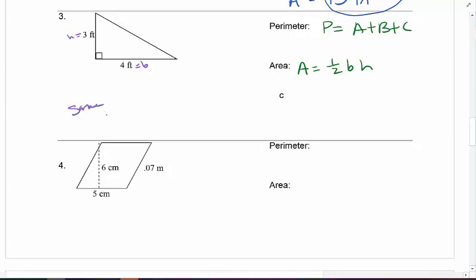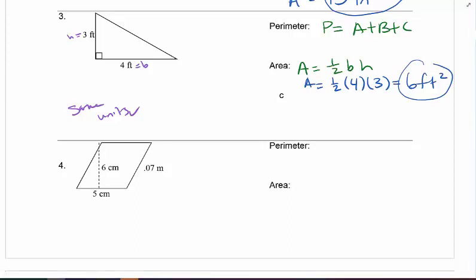Same units, so I'm good with that. So I could go ahead right now and do my area. My area is 1/2 times 4 times 3. That's going to give me 2 times 3, which is 6 feet squared. But right now, I can't go ahead and do my perimeter because I don't have all of the sides.